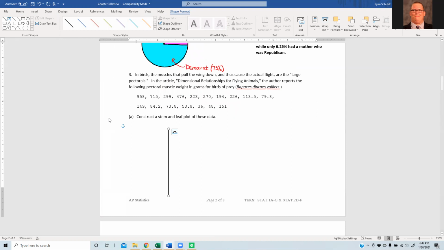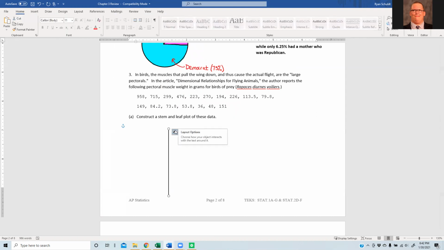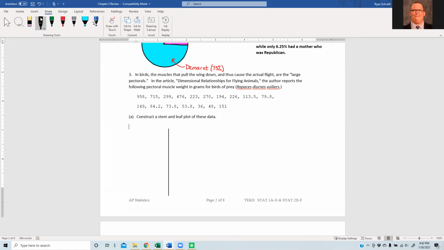And then we want to title it. So what are these measures of? These are measures of, I don't want to title it in red. Let's use black. These are the pectoral muscle weights.